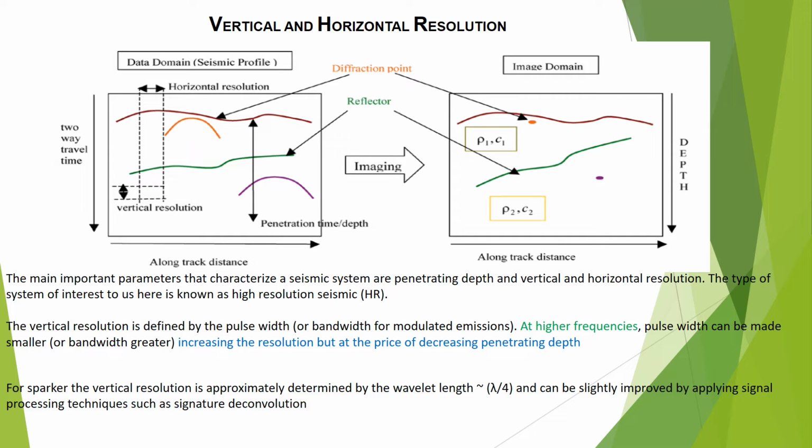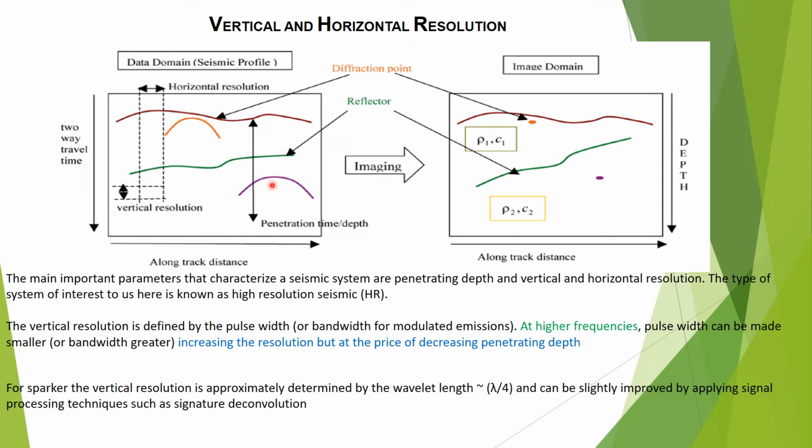When we talk about seismic profile, the parameter resolution is very important. First we have the seismic profile in the data domain, and from the data domain our objective is to convert to the image domain. There are two parameters, the vertical and the horizontal resolution, for high resolution seismic. Generally, vertical resolution is defined by the width of the pulse, or equivalently the bandwidth for modulated emissions. The more we increase the frequency, the smaller the pulse width can be made, that is, the bandwidth can be made bigger and bigger, which increases the resolution.